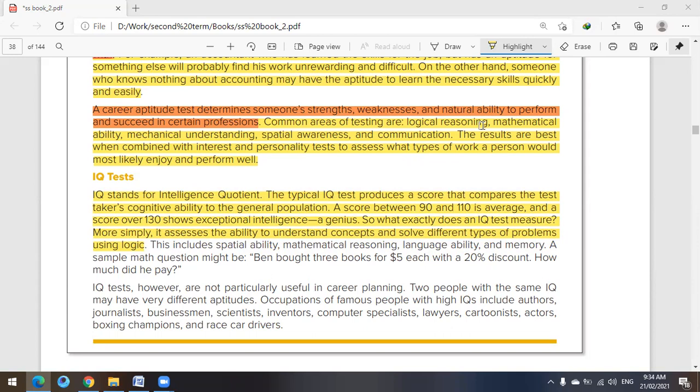Okay, so now we are going to talk about the scores. A score between 90 and 110 is average. So that's the way that we can talk about the scores. So first of all, a score between 90 and 110 is average. Okay, a score over 130 shows exceptional intelligence. So we can talk this way according to what's written here in our passage. Okay, that's it. Someone who is genius.